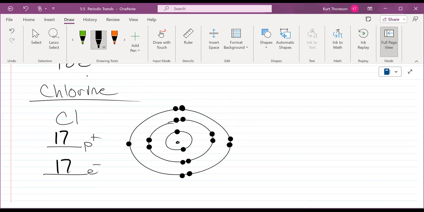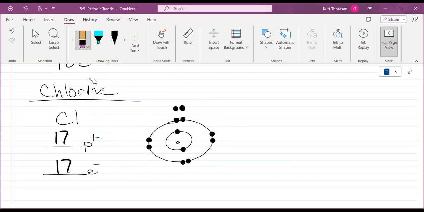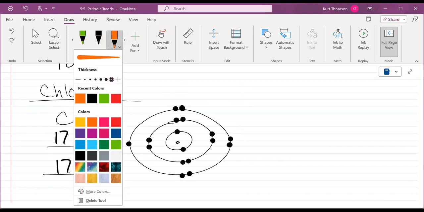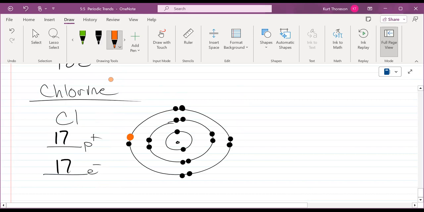What sounds like it makes most sense to you, Ben? Would you expect chlorine to lose 7 and go down a level like this? Or, let's undo that. Gain 1 more and complete the third. Gain 1. There it is.